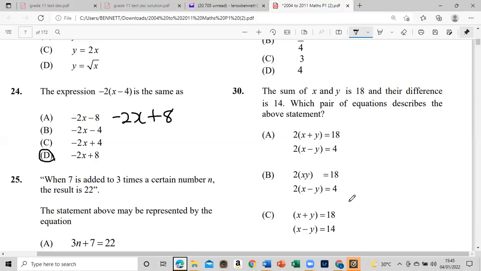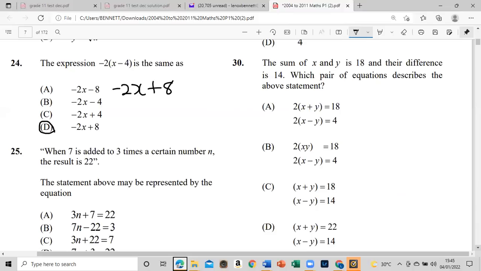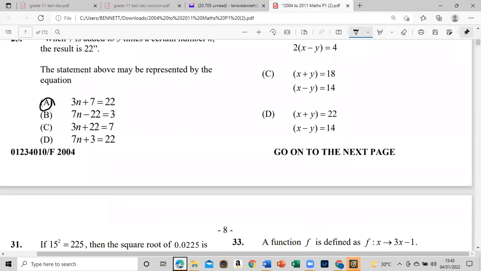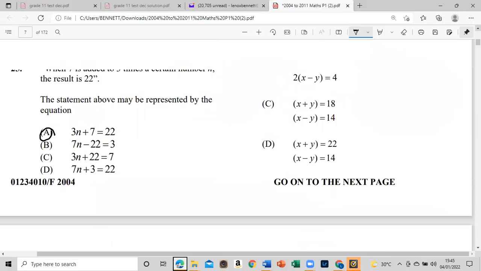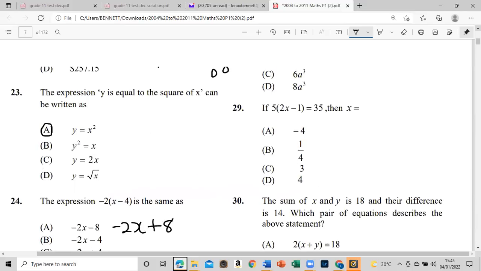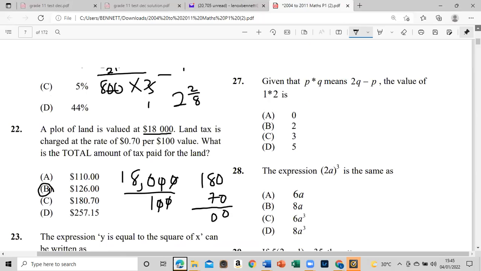Number 25 rather. When 7 is added to 3 times a certain number, so n, the result is 22. 3n plus 7 equals 22. So our answer would be, which is straightforward. I love this. They didn't go around. Alright, so let's move on to 26, I think.